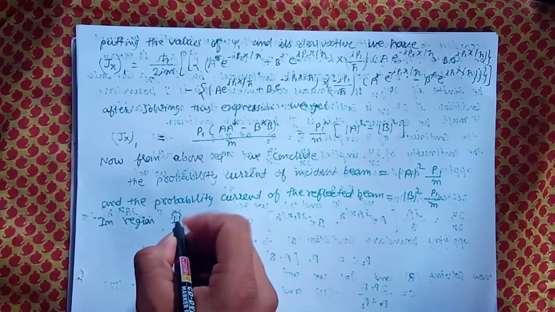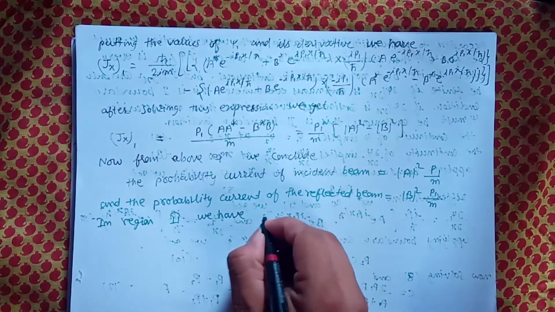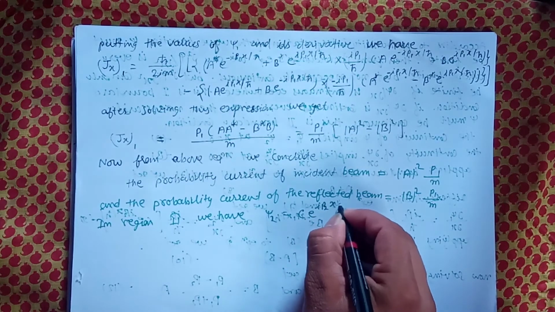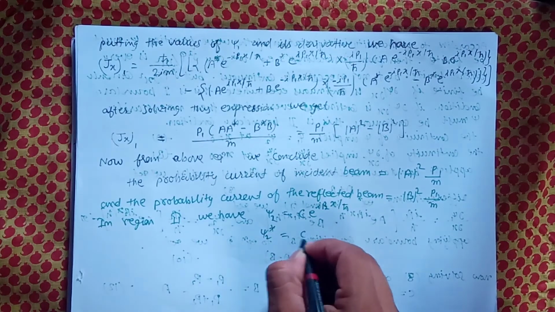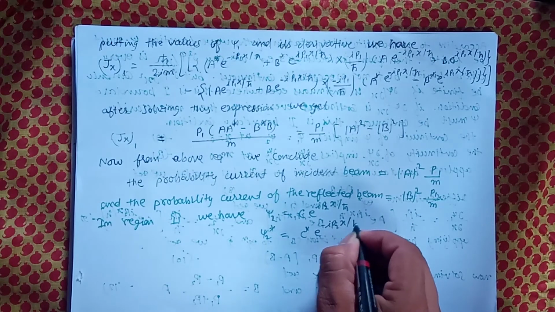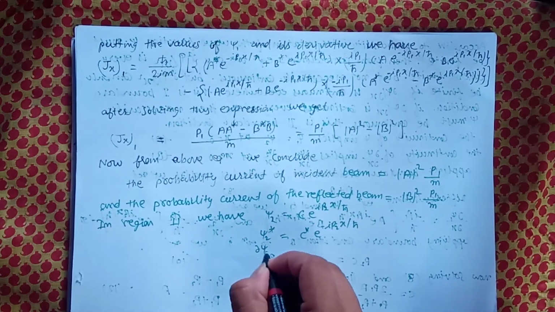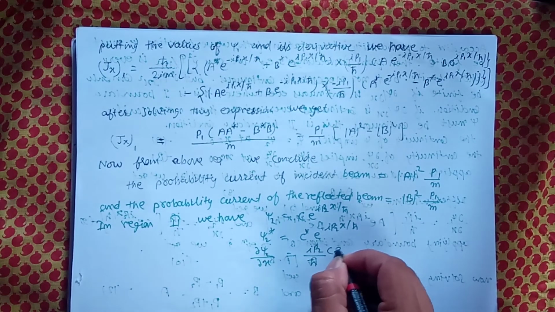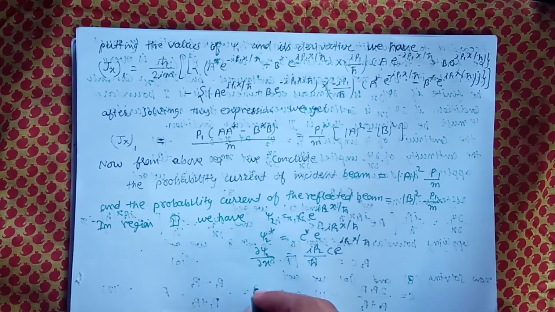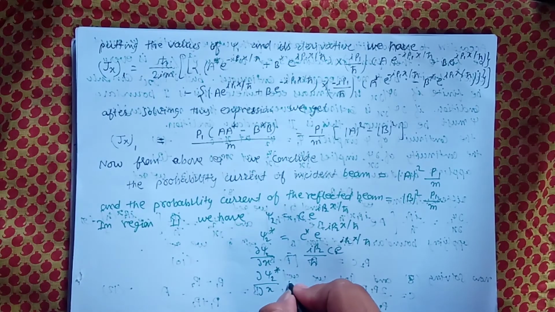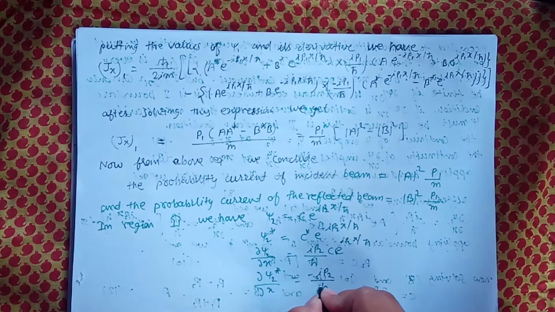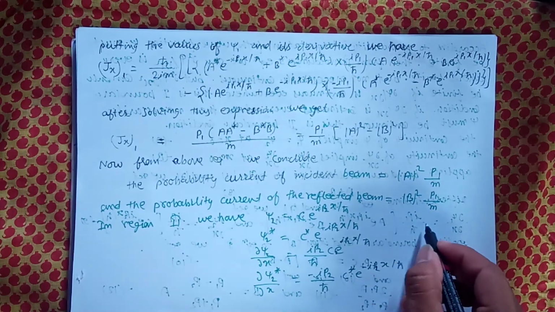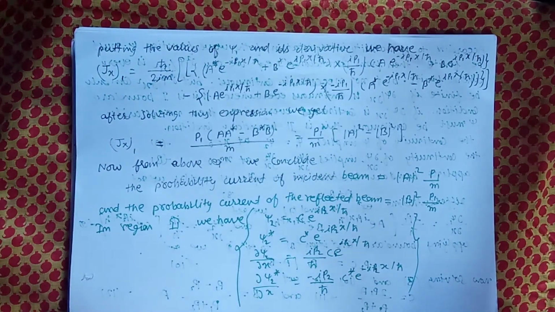In region second we have psi second is equal to C e raised to power iota p2 x over h cut, psi 2 star is equal to C star e raised to power minus iota p2 x over h cut, del psi 2 over del x is equal to iota p2 over h cut C e raised to power iota p2 x over h cut, del psi 2 star over del x is equal to minus iota p2 over h cut C star e raised to power minus iota p2 x over h cut. स्क्रीनशॉट ले लीजिए.